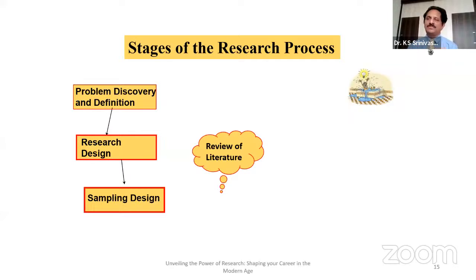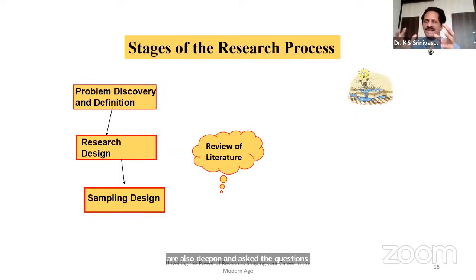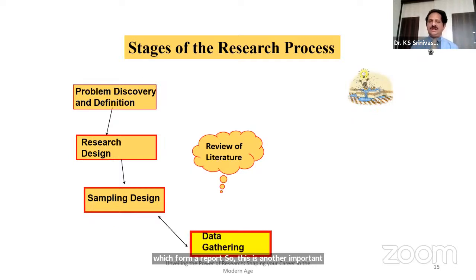Just now I told you all your professors will ask questions. How much sample have you taken? Oh, 25, sir. Why 25? Why not 200? Simple. No answer for it. The faculty knows the answers, therefore they are asking the questions. Sampling design is how you take a sample from the population, take their opinions and consolidate those opinions, which forms a report. So this is another important aspect in our body, in the research process.